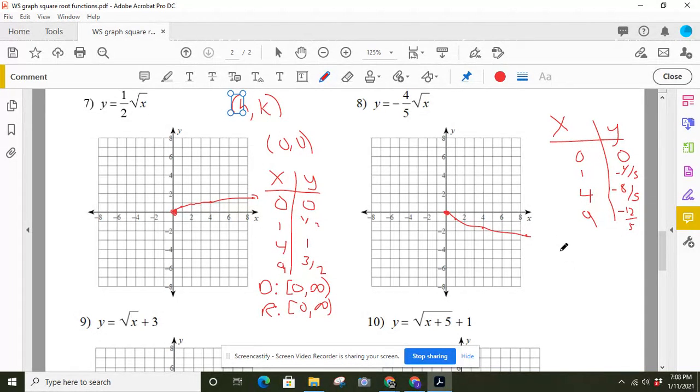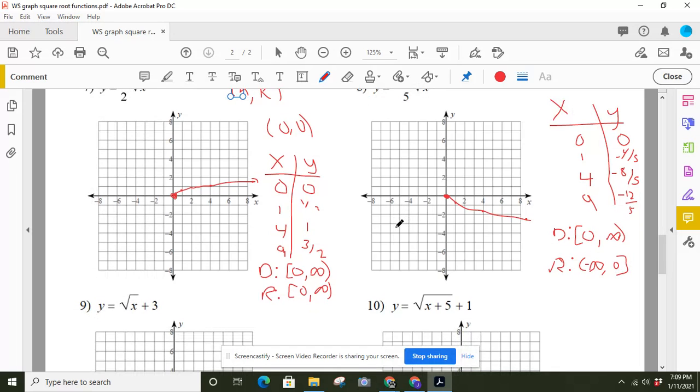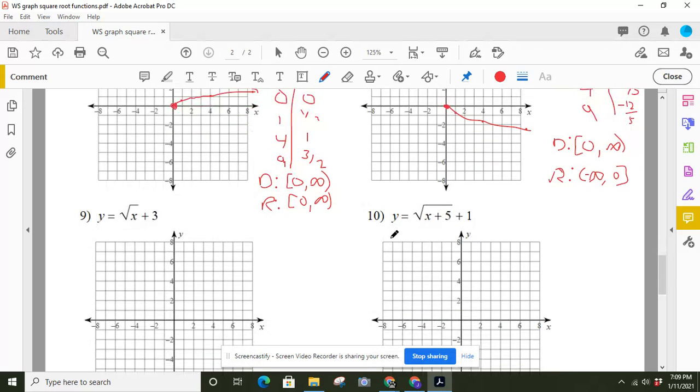So here my domain is going to be the same as the previous one. The smallest is 0, and it goes to the right forever. So 0 to infinity: all real numbers greater than or equal to 0. But my range is now going down. So 0 is the highest point. It's going to start at negative infinity and go to 0. So you'd say all real numbers less than or equal to 0.